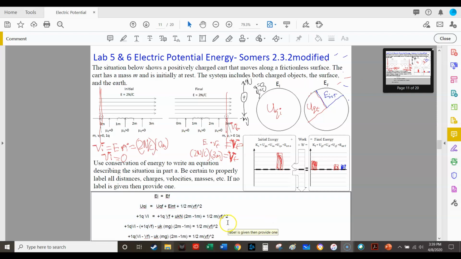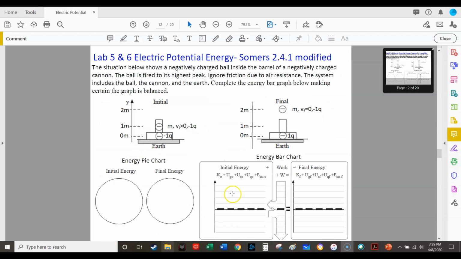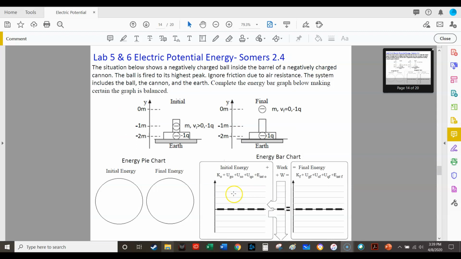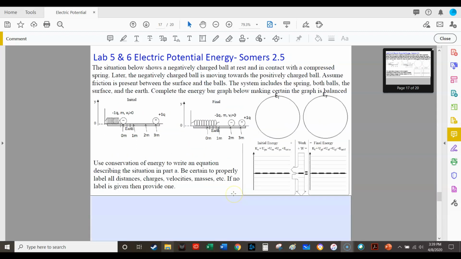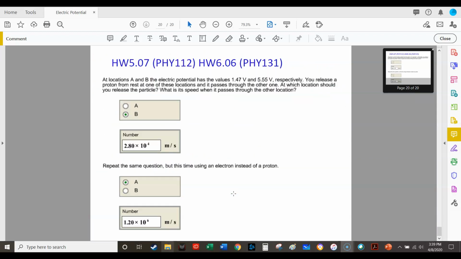So what I want you to do now that we've gone through the process of analyzing these energies is please complete the rest of these lecture tutorials, okay? So go through all of them. And again, homework 5.07 in Physics 112 and homework 6.06 in Physics 131 are related to what we're doing right now. Other problems in those homeworks are related, but this one is really what we're looking at. Okay? Good luck.